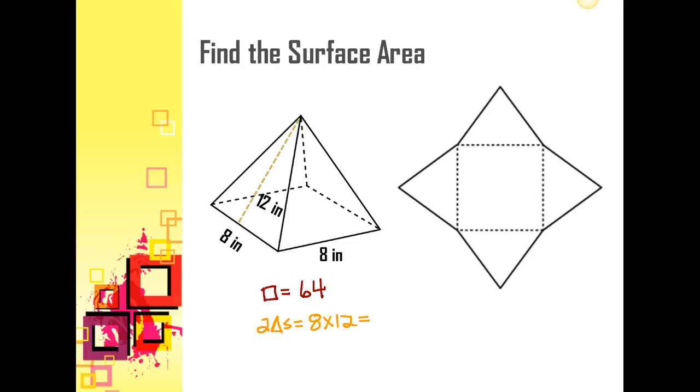8 times 12 is 96, and then in order to account for the other two triangles, I just need to multiply that number times 2. That gives me a total of 192. We will again add 64 plus 192 for a total surface area of 256 inches squared. As you can see, there are several ways to approach finding the surface area of a pyramid.